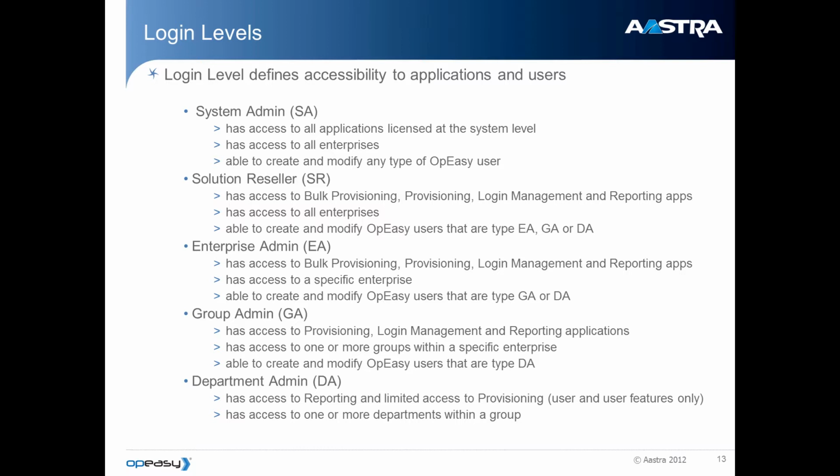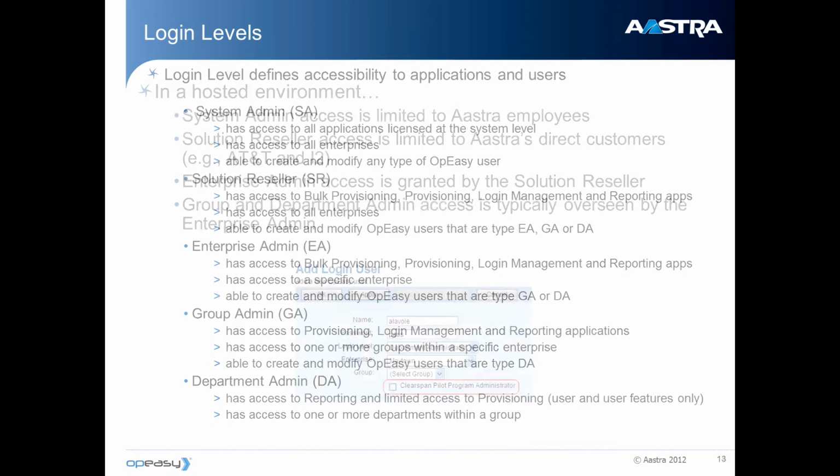Group Administrator. They have access to provisioning, login management, and reporting applications. They also have access to one or more groups within a specified enterprise, and they are able to create and modify OpEasy users that are of a DA type. And Department Administrators, or DAs, they have access to reporting and limited access to provisioning. They also have access to one or more departments within a group.